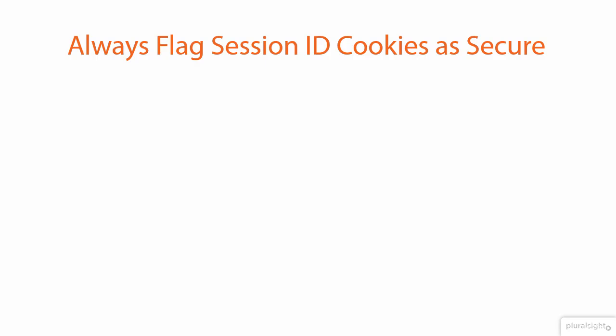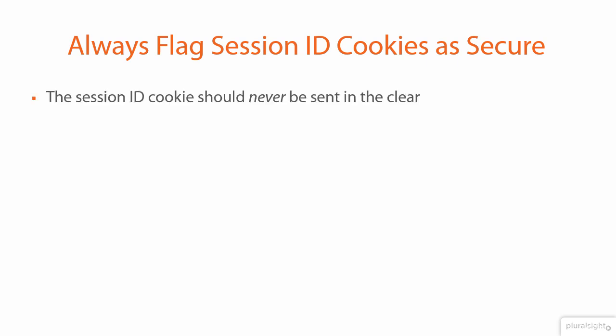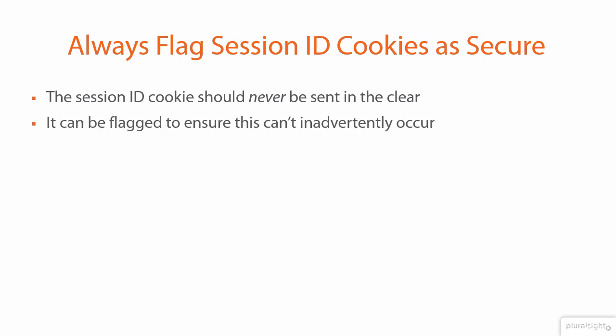I now want to take a quick look at the secure attribute on cookies. And what we're talking about here is flagging a cookie such that it can never be sent over an insecure connection. And that is exactly what should happen to the session ID cookie. It should never go out in the clear. It's sensitive. We want to protect it. And it's very easy to flag it so that this just simply can't occur, even inadvertently.